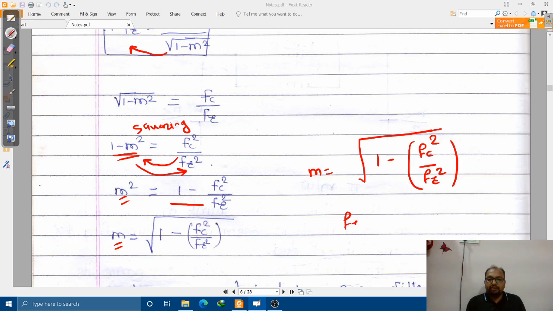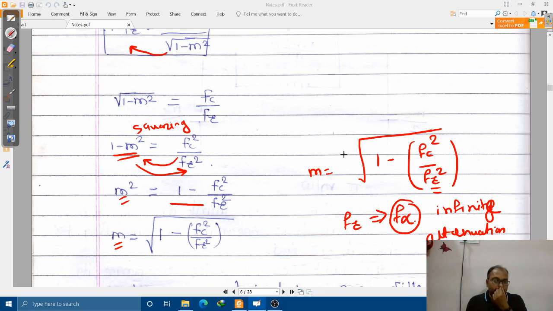Sometimes you may find fr is equal to f infinity, or this is called the infinite attenuation frequency, right? Is that fine? So sometimes this fr will be denoted as f alpha, f infinity also, right? Remember this one. It is also written as f infinity sometimes, f alpha sometimes, right? So you must not get confused about what is that f infinity, what is that f alpha.